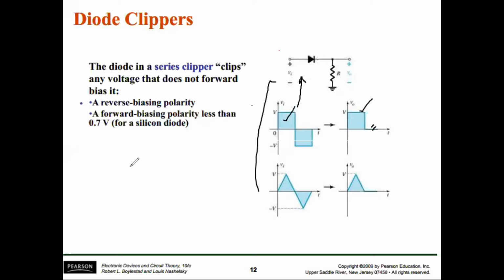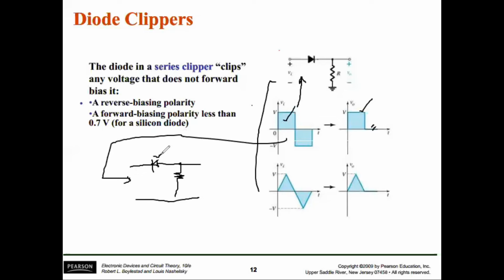while the negative cycle will not be allowed to move here. Similarly, if you have another configuration like this one, and you are making the signal flow from this side, what will happen now? Here you see that for the positive cycle it will behave as an open circuit, while for the negative cycle it will behave as a short circuit. So only the negative cycle will be allowed to move here, but the positive will not be allowed to move here in this configuration. This is the opposite of the previous one.